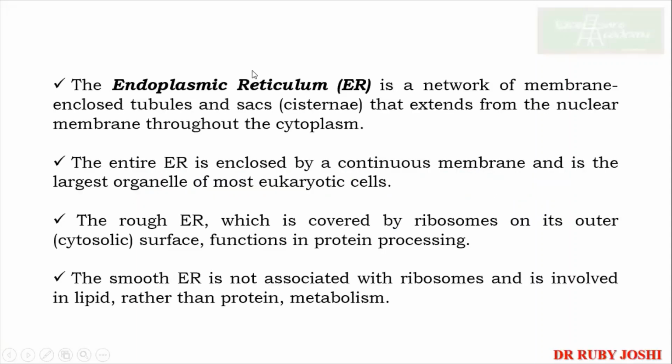Now, in the ER, we know it is a network of membrane-enclosed tubules and sacs which is present. We know that the ER is continuous with the outer membrane of the nucleus. It is the largest organelle of most eukaryotic cells.